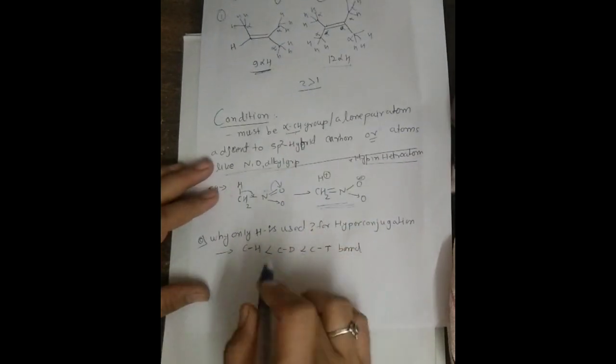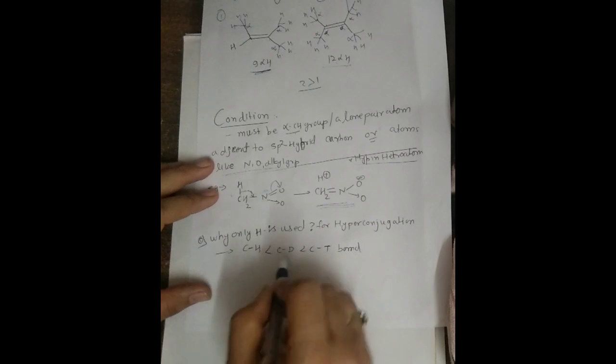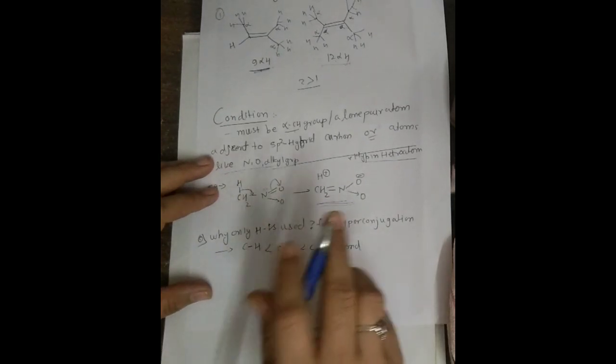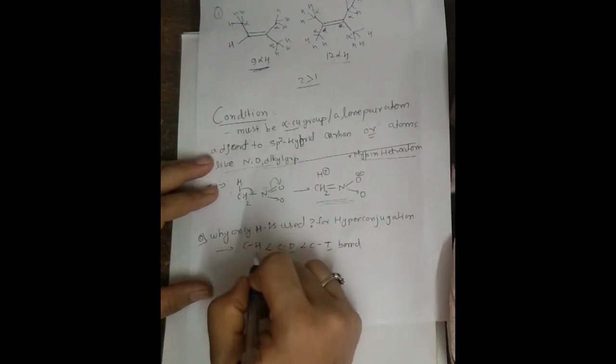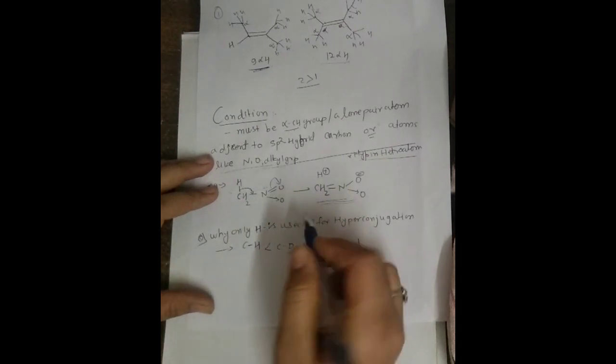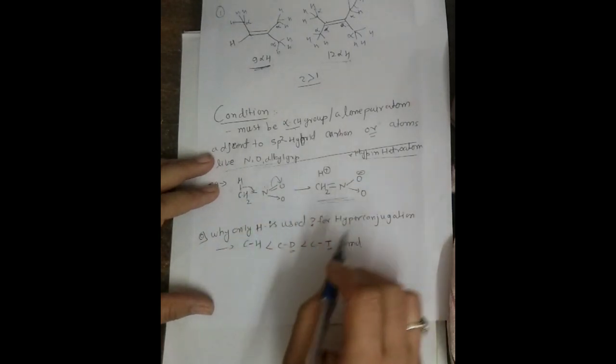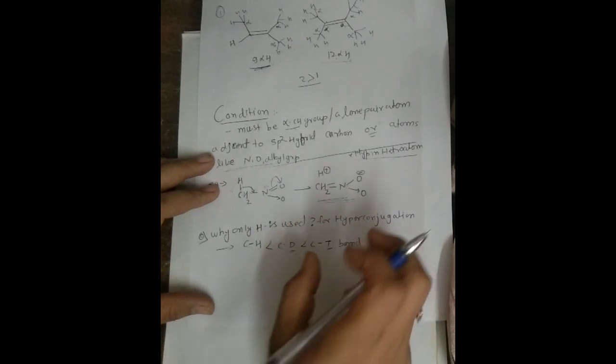Okay, why are we using only the hydrogen atom, why not deuterium and tritium? Because the bond strength of the hydrogen atom is very weak, so it is easy to break the carbon-hydrogen bond, so hyperconjugation is preferred for the hydrogen atom.